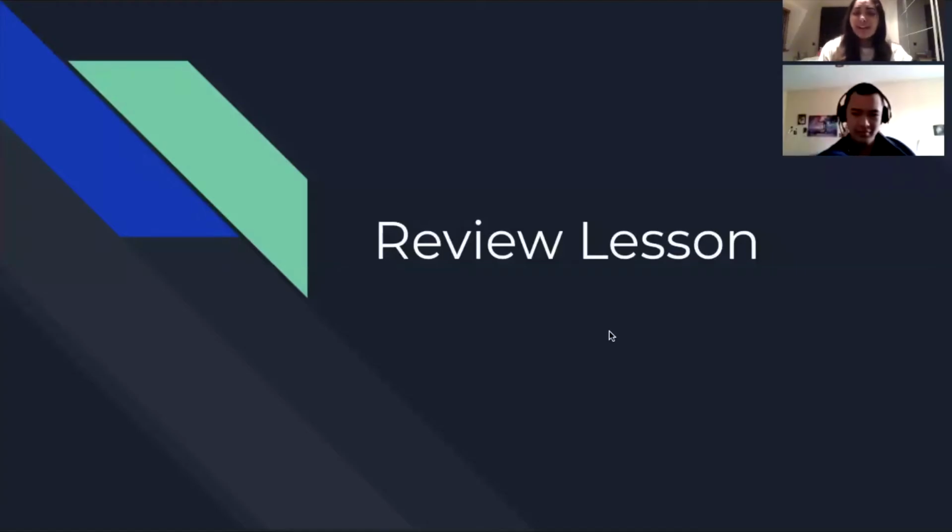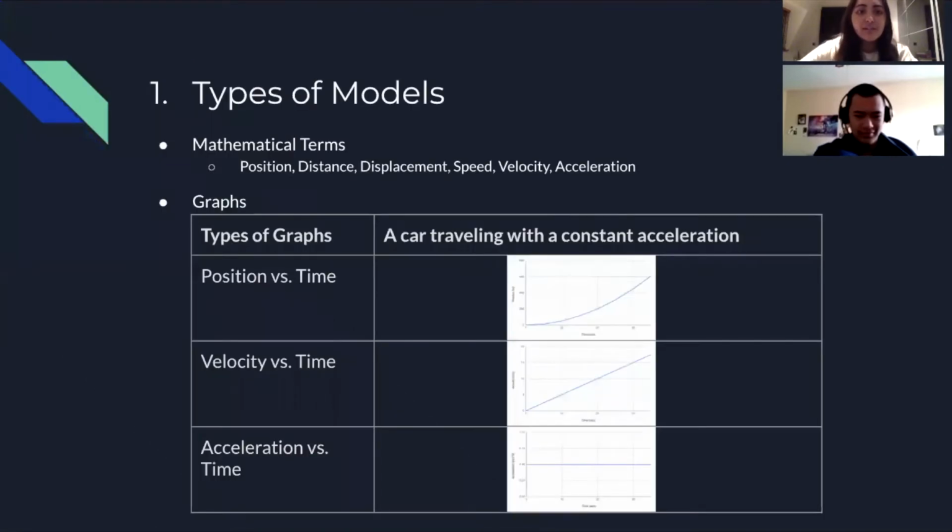Hey everyone, so today is just going to be a review lesson on everything that we've done so far. First up, we're going to be talking about the types of models, which we did in our very first lesson. And one of the key parts of this is understanding the mathematical terms that we associate with a lot of the physical properties. So that's position, distance, displacement, speed, velocity, and acceleration.